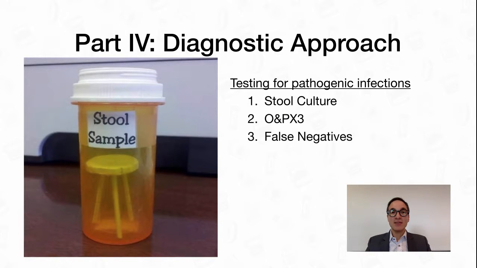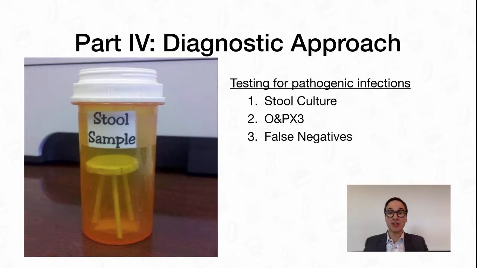So, testing for pathogenic infections in the intestines is certainly interesting. There's two main kinds of tests that we do to determine if there's something living in the intestines that shouldn't be there. So the first test is a stool culture, and that's where you will send a stool sample to a lab, and they'll grow out the bacteria or yeast that might be living in the stool, and they can tell you what's going on there.